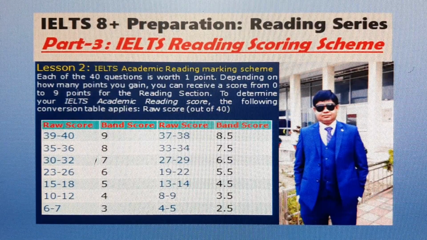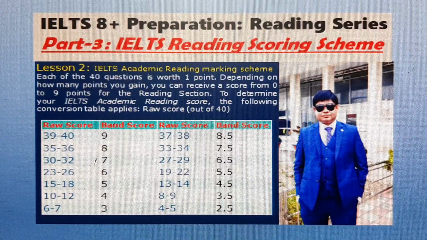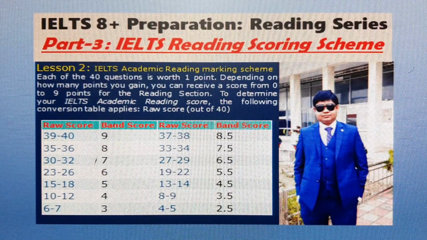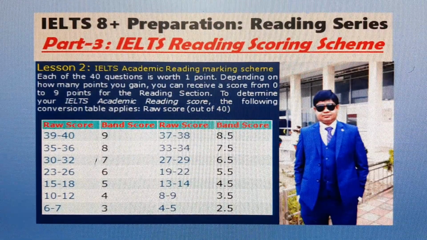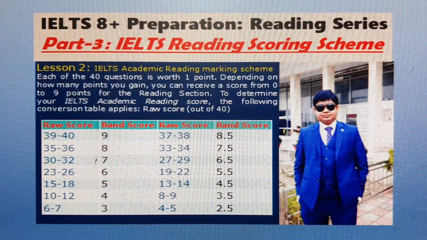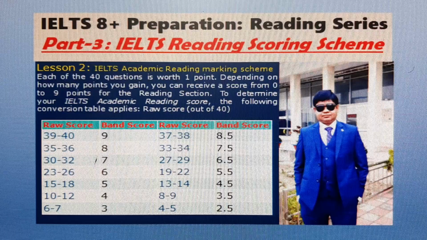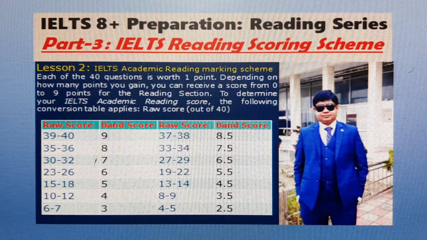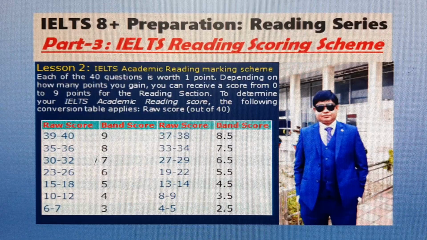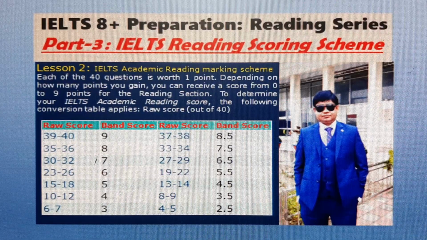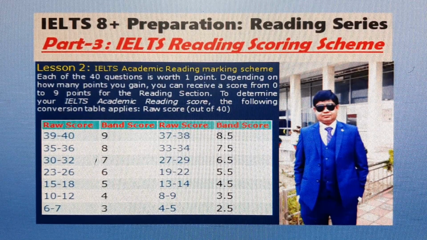To determine your IELTS academic reading score, the following conversion table applies. Now, I'm going to talk about the conversion table of IELTS academic reading module scoring. Raw score out of 40. Band score.